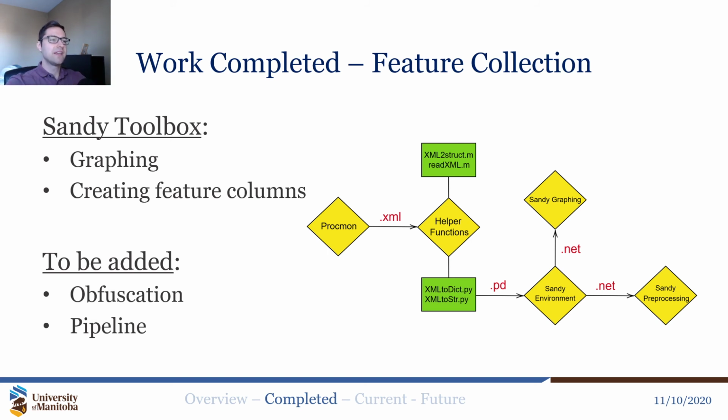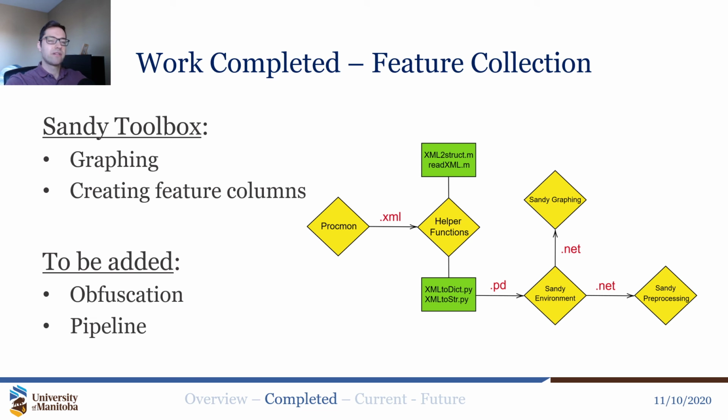So the Sandy toolbox in its current iteration can handle two steps, one being graphing and creating feature columns. Graphing being just a visualization of the propagation of malware and the sub-processes and the parent-daughter relationships of the processes as malware is executed on a system.